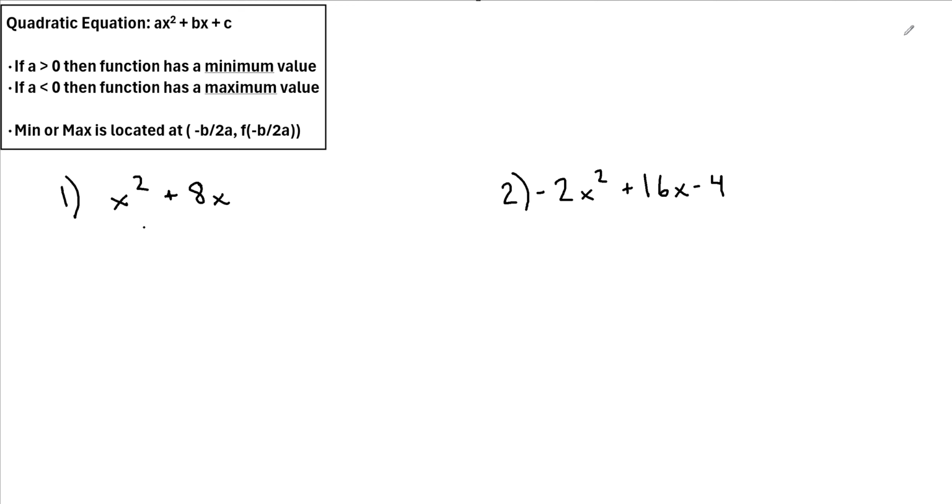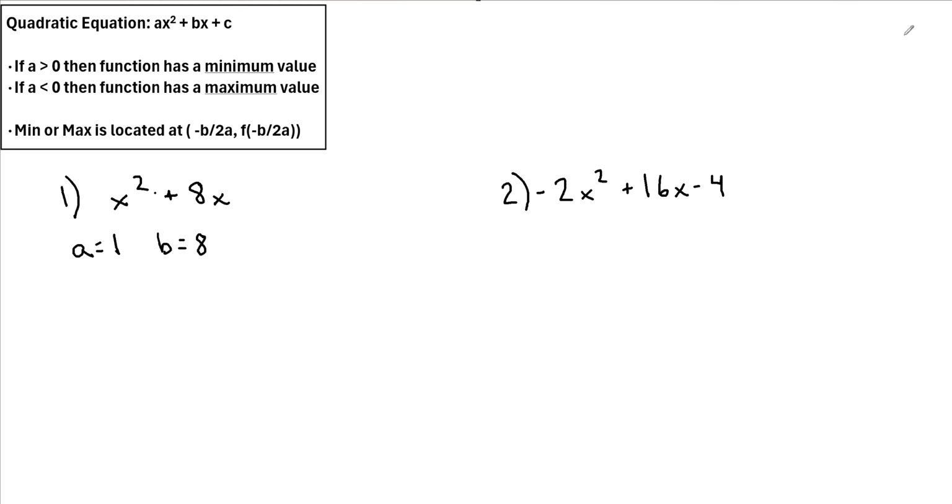In this first one, we have x squared plus 8x. So let's identify our values for a and b. So a is the value of the coefficient in front of the x squared. So here it's just 1. So we'll write a is equal to 1. B is equal to 8. So now we know, because a is greater than 0, that the function has a minimum value.